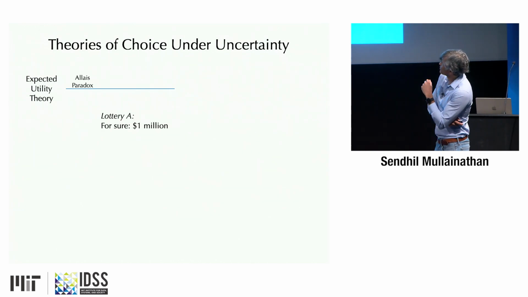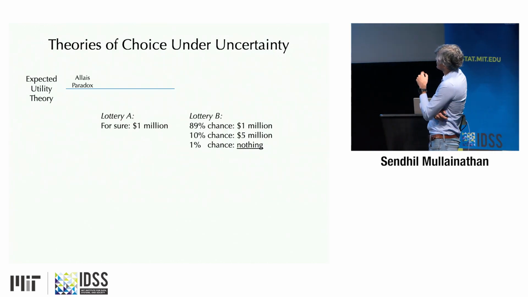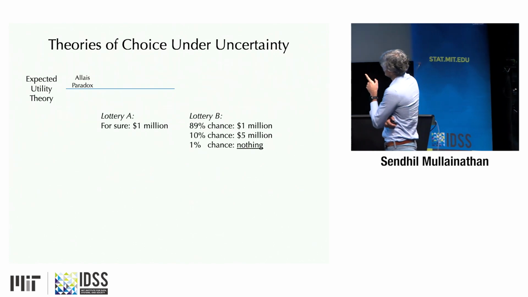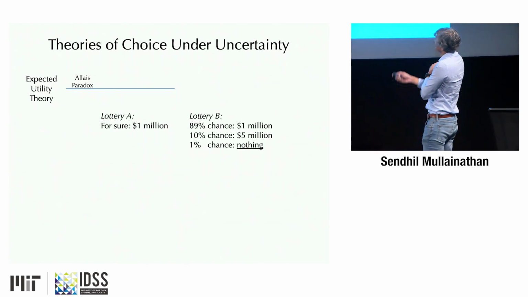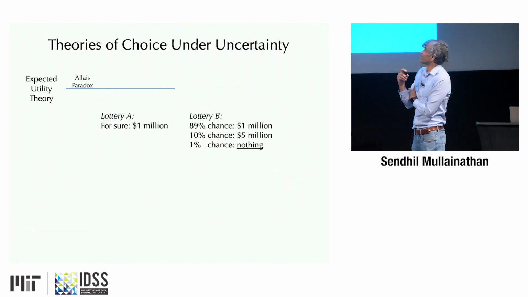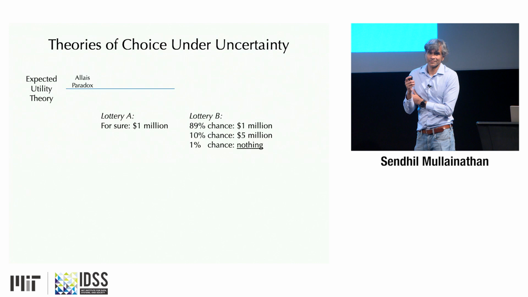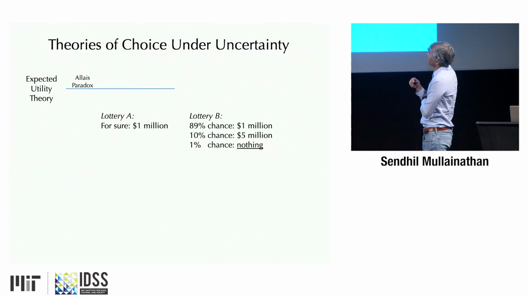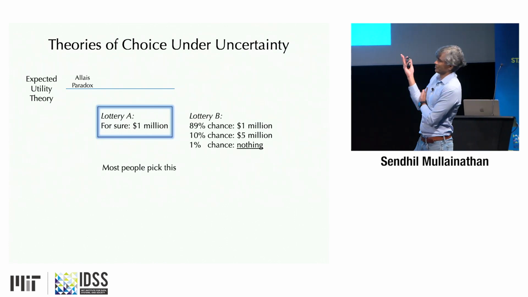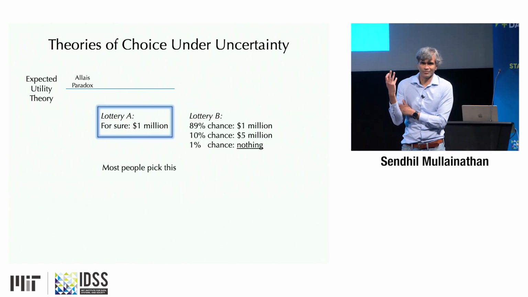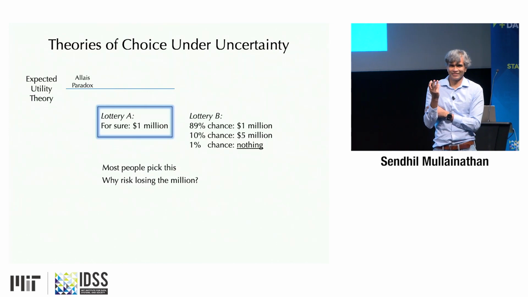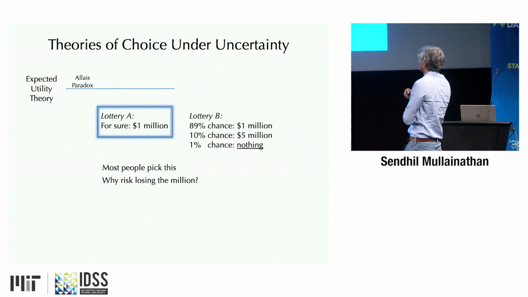If I had people choose between these two lotteries, $1 million or this lottery B, where you get 89% chance of 1 million, so that's what you had before. Ooh, now you have a 10% chance of 5 million, but you have a 1% chance of nothing. So I have people choose these. He said, intuitively, I think you can imagine most people are going to pick this. It's not hard to see why. They're like, why am I going to risk losing the million? It's crazy. Let's not get greedy here.